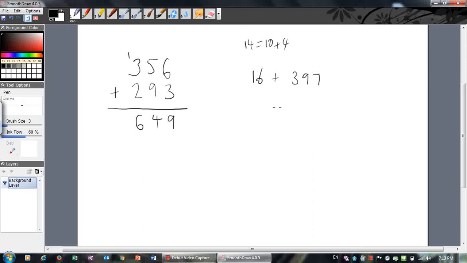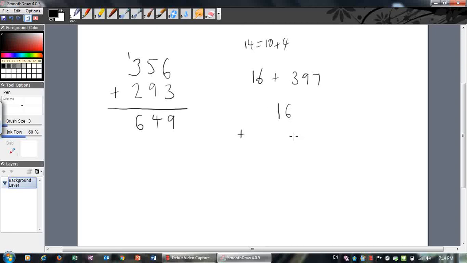Just got to be careful. Okay, so let's write it down in stacking file. So 16, let's just be careful with where we write 397. If I wrote 397 like that, that would be wrong, because the 7 is the units and the 6 is the units, and they need to be above each other.